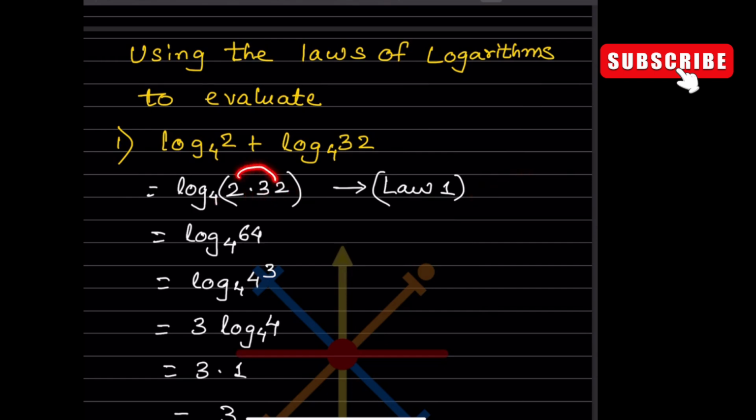So 32 into 2, that is going to be 64. Because the base is 4, this 64 we can also write as 4 into 4 into 4. That is 4 fours are 16, 16 fours are 64. So that will be 4 raised to 3. So now see here we have the law. This will go here. That is the third law, 3 log of 4 to the base 4.